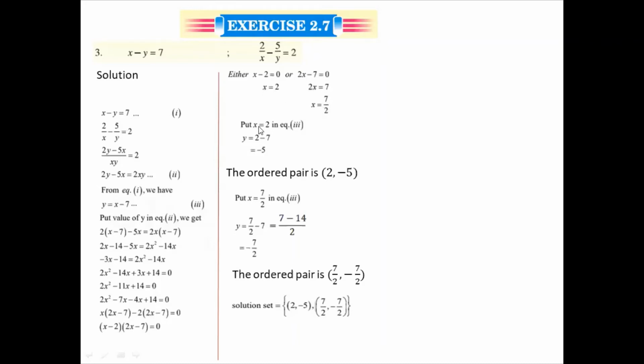First we put x is equal to 2 in equation 3, then we have y is equal to minus 5. So the first ordered pair is 2, minus 5. Again we have x is equal to 7 by 2. So put x is equal to 7 by 2 in equation 2, and we have y is equal to minus 7 by 2 after simplification. So the second ordered pair is 7 by 2 and minus 7 by 2. So the solution set is (2, minus 5) and (7 by 2, minus 7 by 2).